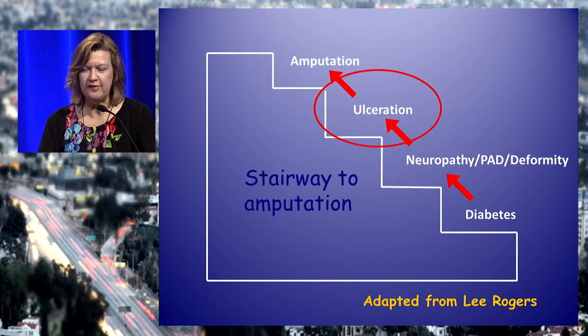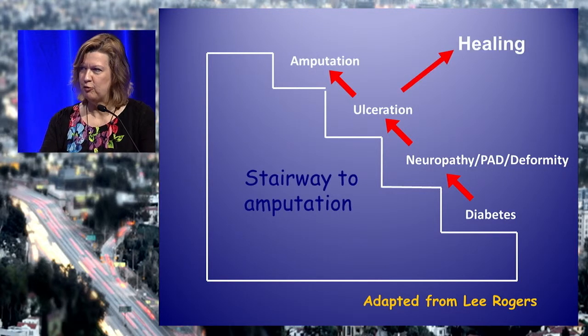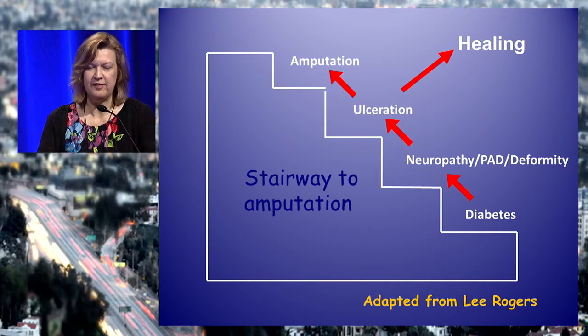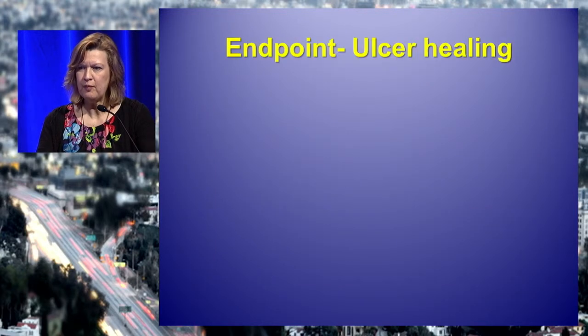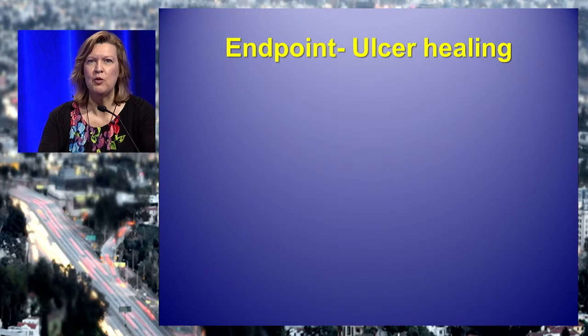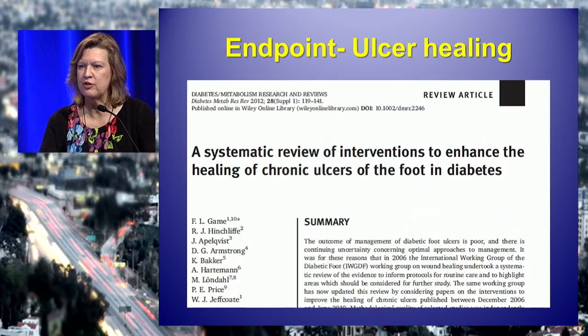And I'm going to look at this stage in particular and the possibility that we actually might heal the ulcer and therefore reduce the risk of the patient having an amputation. Because we know that if we do heal the ulcer, then it is unlikely that they will go on to lose a leg. So I want to think a little bit more about the endpoint of ulcer healing rather than the dramatic endpoints, which we've heard so much about, of cost and amputations.